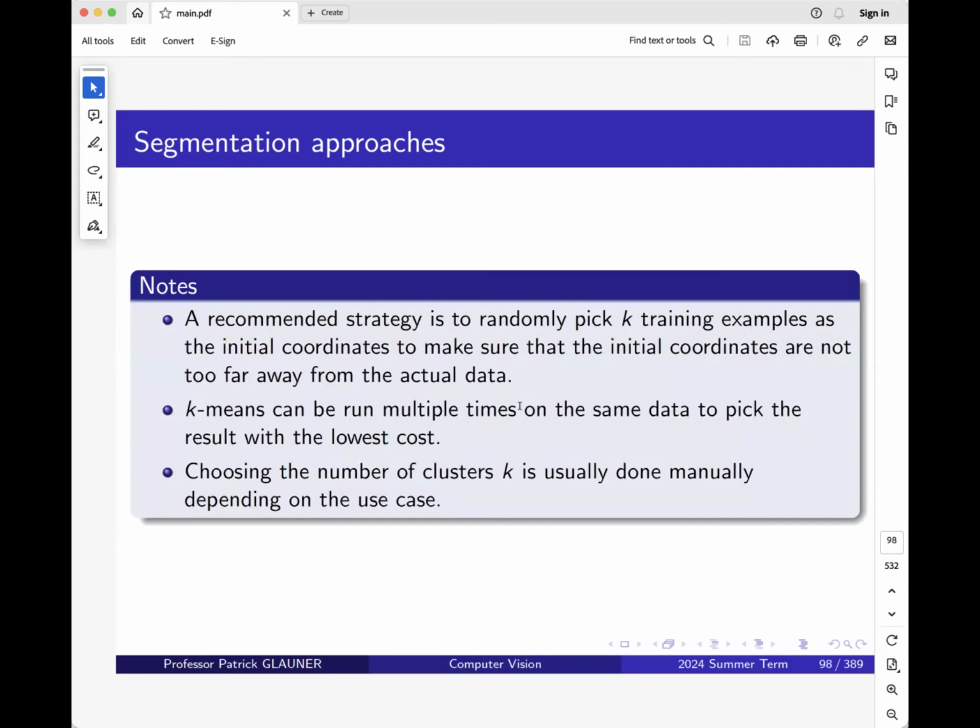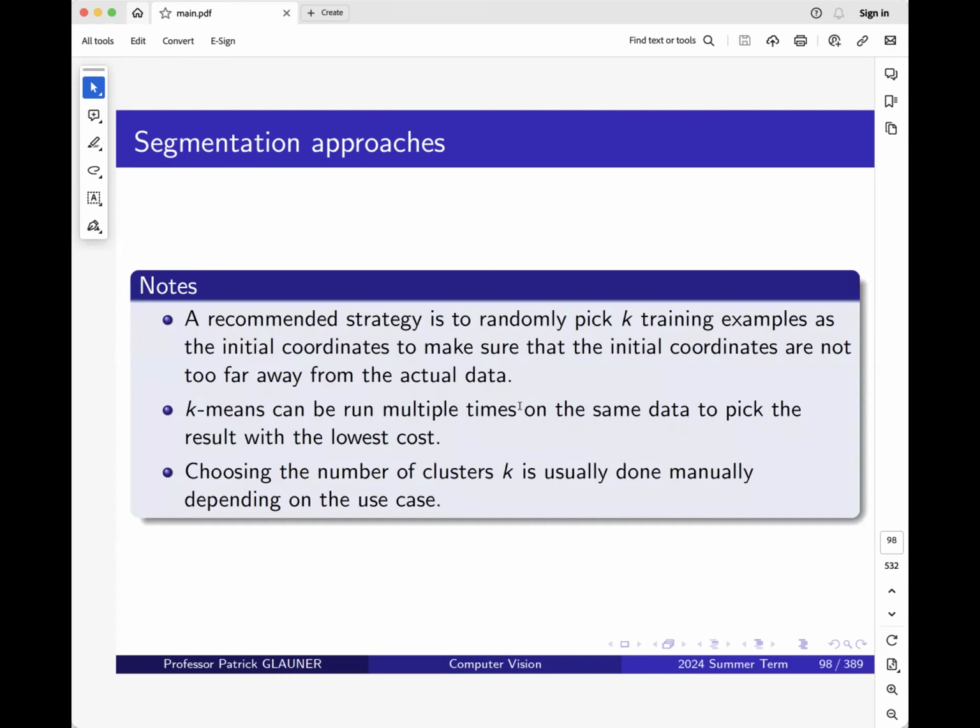And based on that assumption, it will either give you a good result or a bad result. And I also said it depends a lot on these random initializations, especially with k-means, because if you run k-means multiple times on the same data, you will probably get a somewhat different result. And for both algorithms, you need to pick the number of clusters manually.